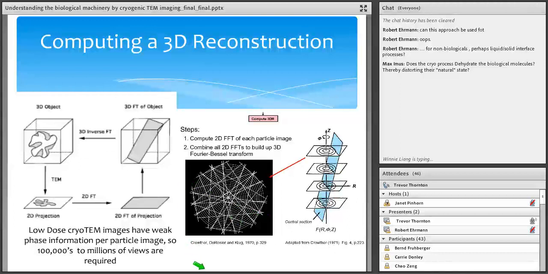So I guess we should ask the question, how long does it take to acquire one of these images? So right now I'm collecting data. I am sitting in Trevor's office. It's now automated, and it does it all by itself. And so I collect about 60 images an hour to about 30 images an hour, depending on how the sample behaves.